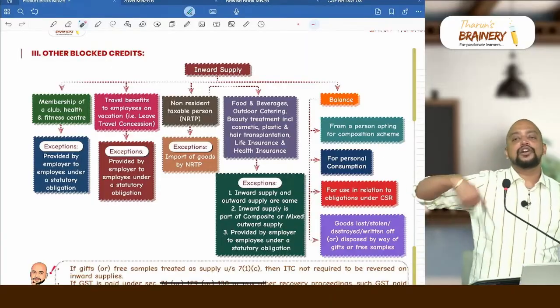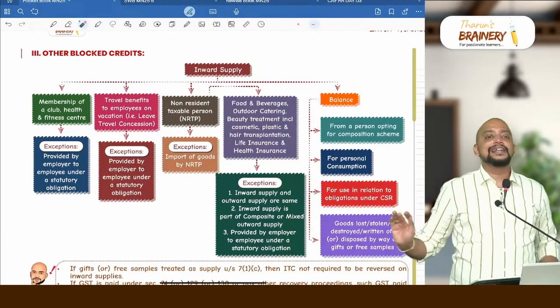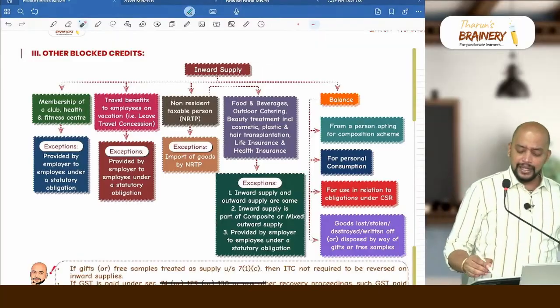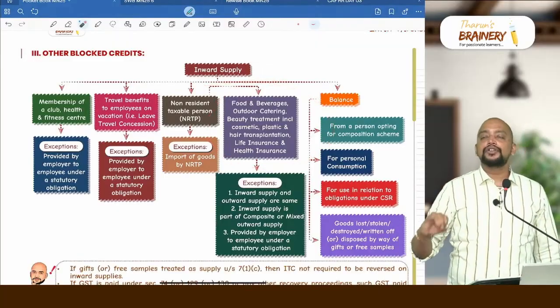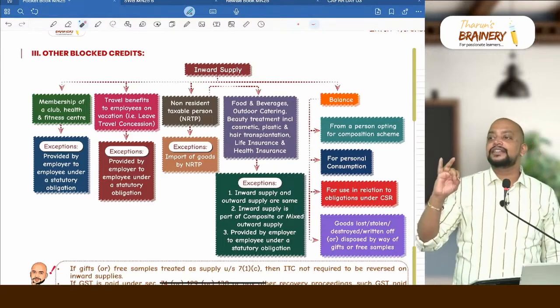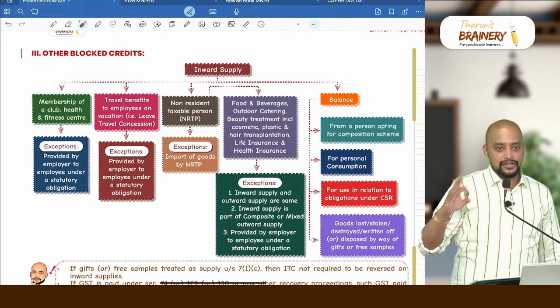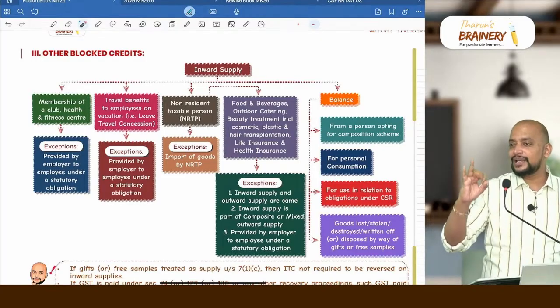And they will be receiving a lot of inward supplies in India like hotel accommodation, food, etc. Can they take ITC with respect to that? No. Then food and beverages. So food, beauty, insurance. Too much food if you eat, then health will be spoiled. So beauty treatment required, and insurance. You understood? Food, beauty, insurance.